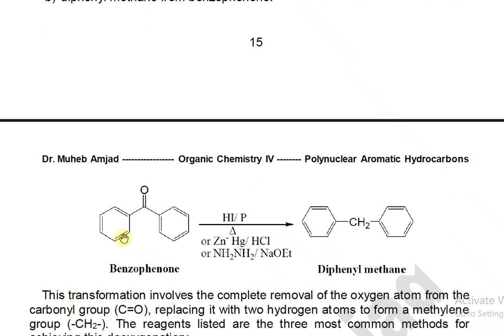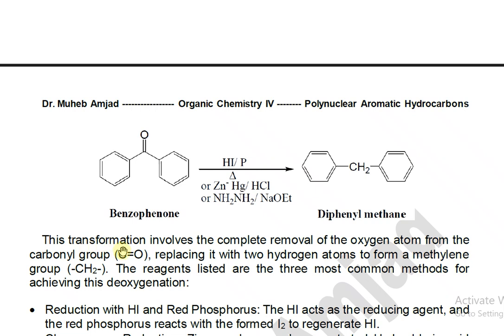So this reaction here, if you look, HI with the heating, we need heating. Also, we need reduction here, reduction in acidic medium or in basic medium. The transformation involves the complete removal of the oxygen atom from the carbonyl group, to reduce this carbonyl group to the CH2 group. So replacing it with two hydrogen atoms to form a methylene group. That means this oxygen will be replaced by two hydrogen atoms.